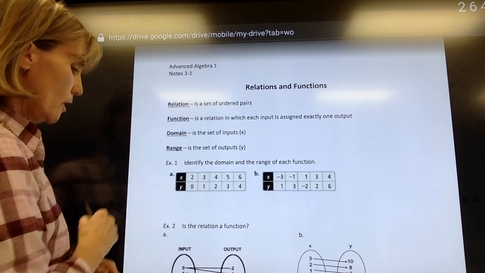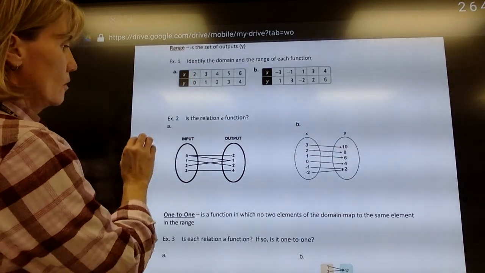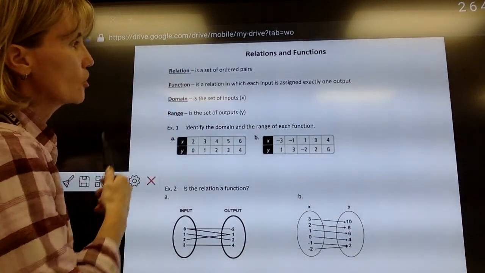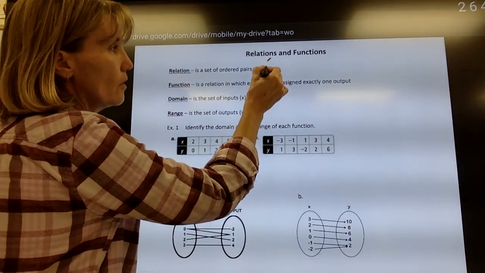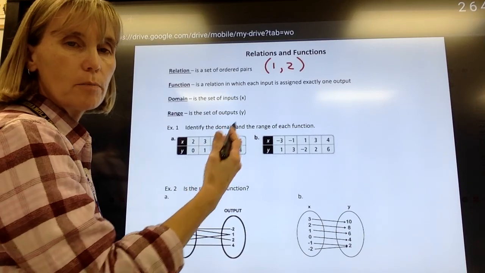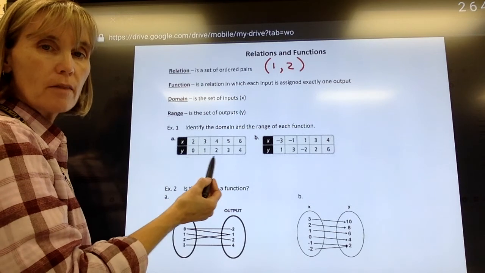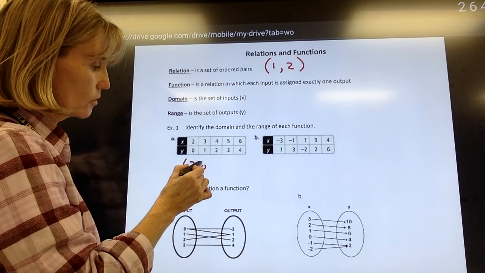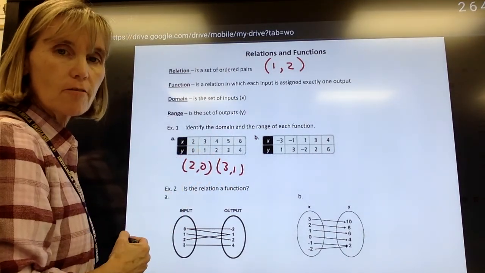Okay, a relation is a set of ordered pairs. So a relation is any set of ordered pairs, and that relation can be given as coordinates like this. That's a set of ordered pairs. That would be how a relation could be shown to you. You've got tables here. This is a way a relation can be shown to you. These represent ordered pairs. Like this is the point 2, 0. This is the point 3, 1, and so forth. So a table represents a set of ordered pairs.